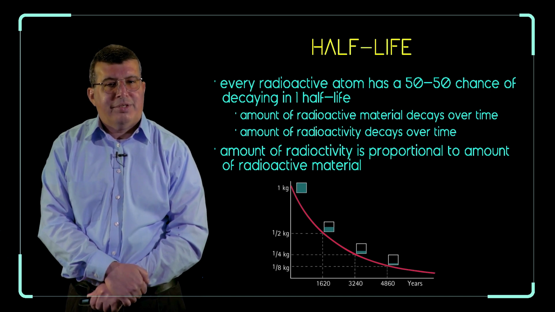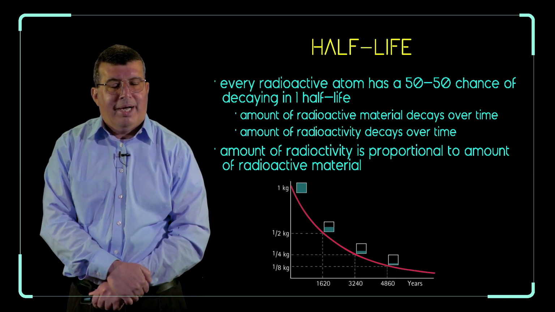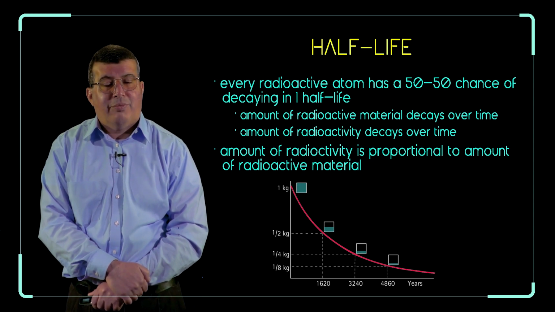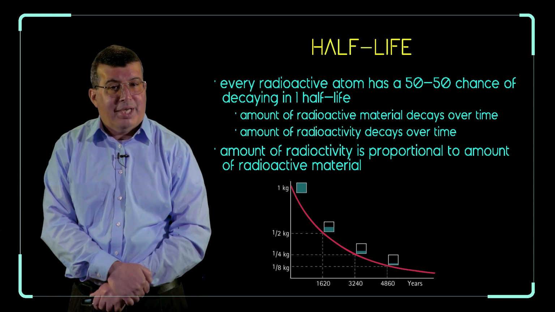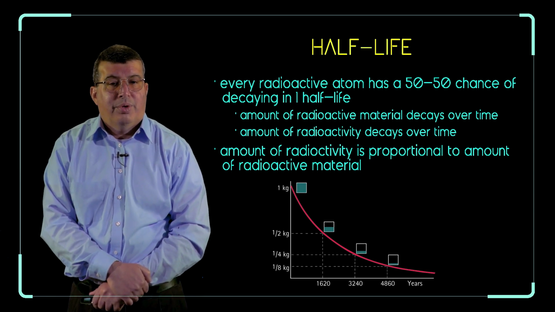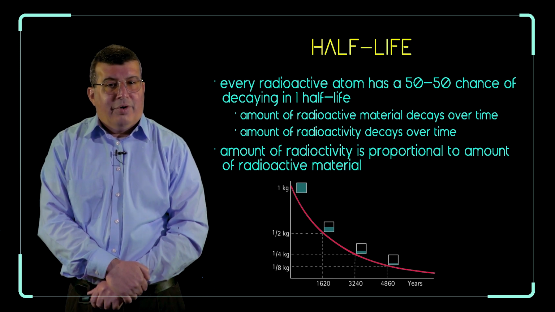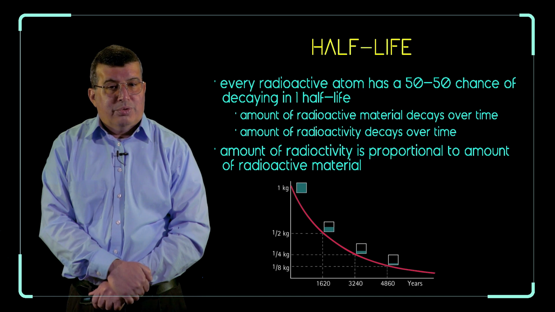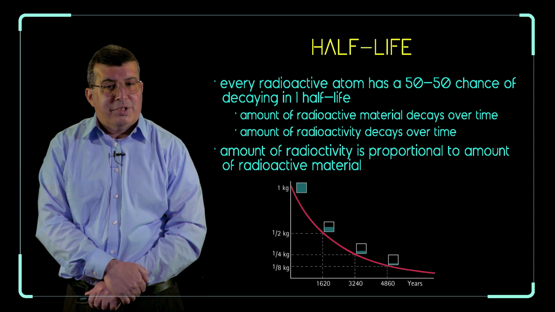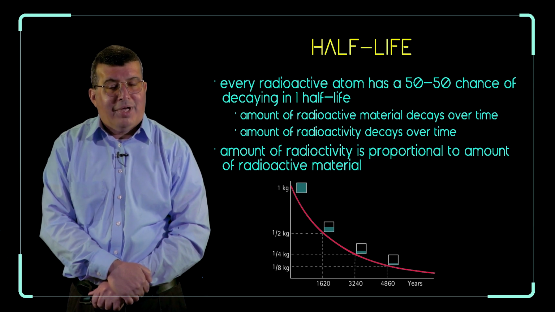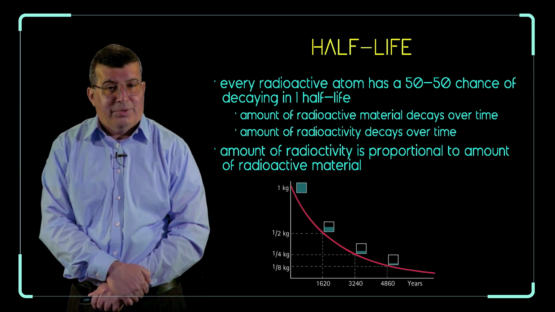So the amount of radioactive material goes down by half every half-life, and the amount of radioactivity also goes down at the same rate. So the amount of radioactive material you have will decay very rapidly at first, so you will lose a lot of it at first, and it will be very radioactive at first, but then over time you have less material and the radioactivity decays away, but it takes many, many, many half-lives for it to actually all decay away.